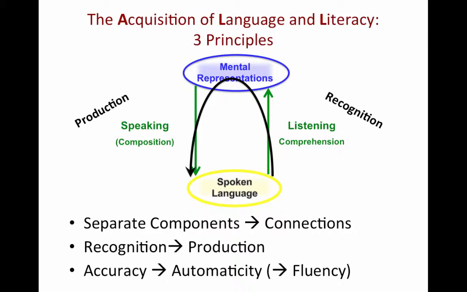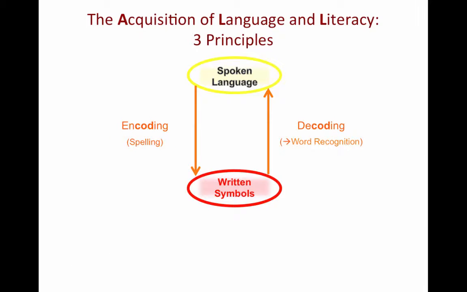Recall from earlier the three principles we discussed that are involved in the acquisition of language and literacy. They were true about this upper half of the schema, the acquisition of language and literacy model, and they're true about the lower half. The first principle is that we must begin with the components that will be connected so that our knowledge of the separate components comes before we can connect those components by making associations between them.